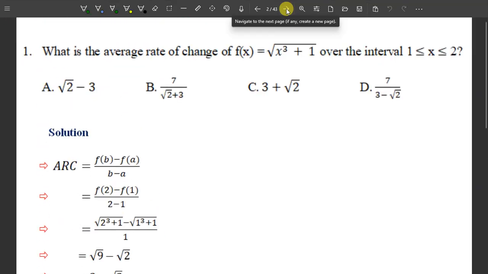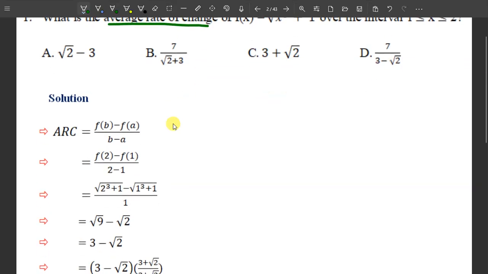Question number 1, it says, what is the average rate of change of f of x is equal to the square root of x cubed plus 1 over the interval 1 less than or equal to x less than or equal to 2. That is what the question says. Here there are multiple choices, A up to D. Let us see how to find the average rate of change. We are asked to determine the average rate of change of this function.